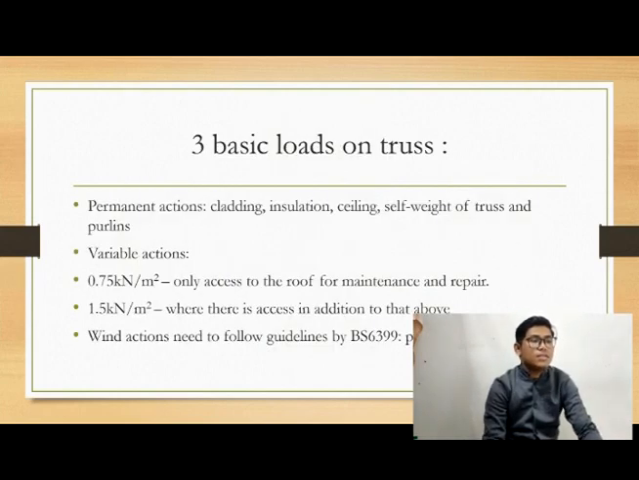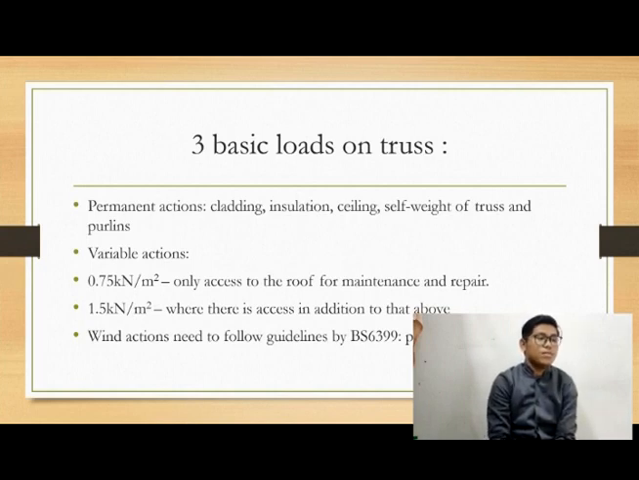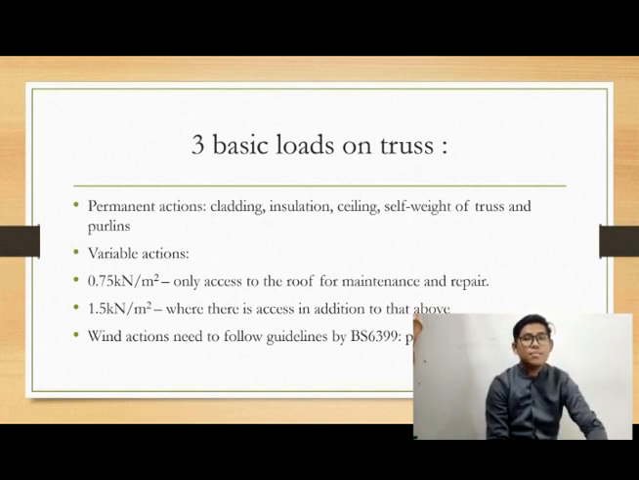Next is the three basic loads on truss. Permanent action, which is cladding, insulation, sealing, self weight of truss and purlin. Next is variable action, which is 0.75 kN per meter square for only access to the roof for maintenance and repair, and 1.5 kN per meter square where there is access in addition to that roof. And the last one is wind action, which needs to follow the guideline by the Eurocode.